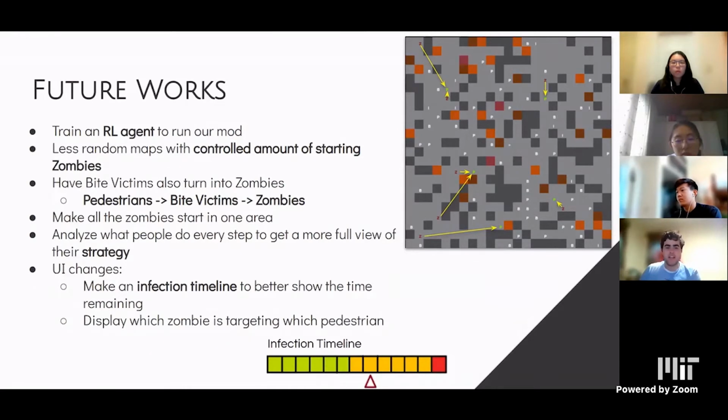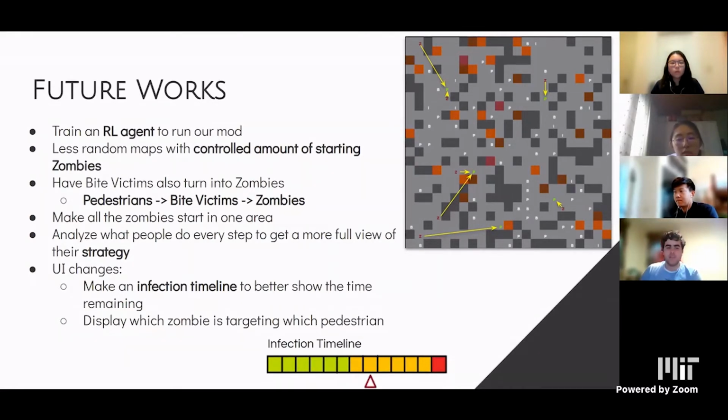Next, we want to analyze what people do every step of the way in the game to get a fuller view of their strategy. Right now, we just collect data, as you saw before. We collect the total amount of squished zombies, squished players, squished pedestrians, etc. But if we collect data on every step that the player makes, we'll get a better understanding of their strategy.